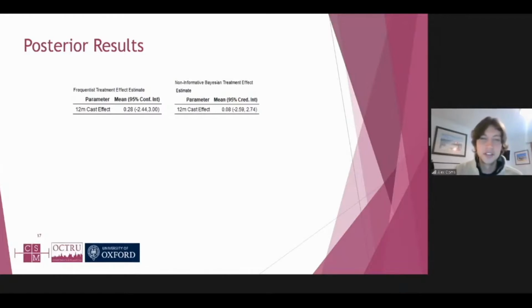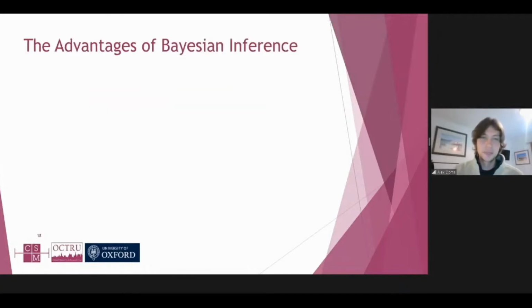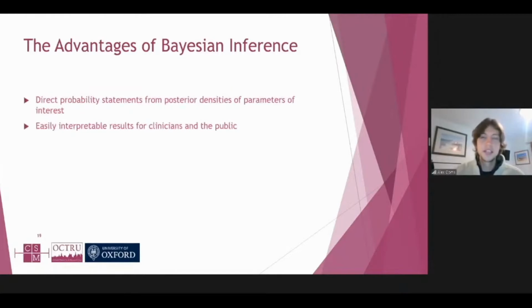So what's an advantage of using a Bayesian analysis compared to a frequentist analysis if it just gives you the same answers? Well, one of the advantages is Bayesian inference. Because Bayesian gives you posterior densities that are true probability densities, you can make direct probability statements about the parameters rather than get into the murkiness of p-values and 0.05 and borderline significance and the difficulty of interpreting confidence intervals. You can just use credible intervals, and you can make direct statements about your parameters of interest, sampling straight from the distribution that you've created. And for me, I think that's a much more easily interpretable result for clinicians and also the public.